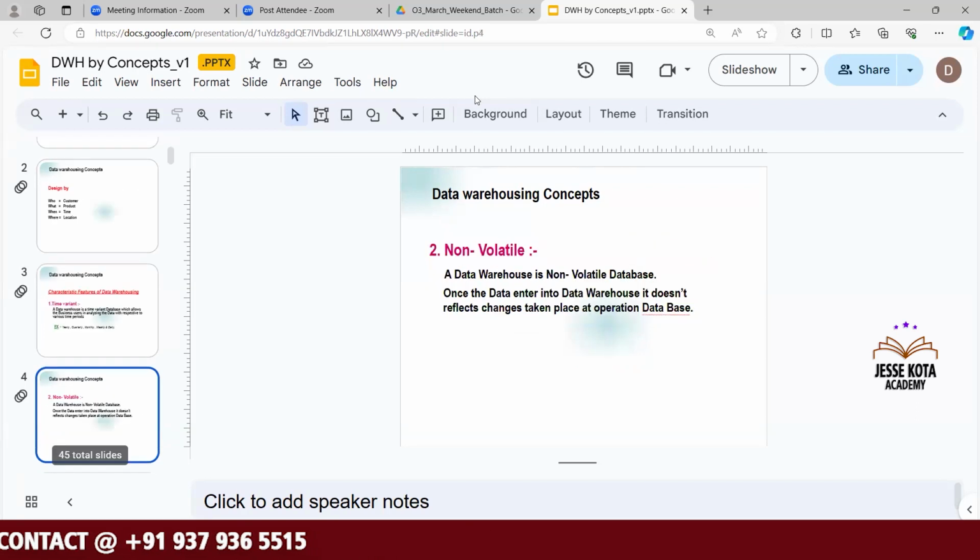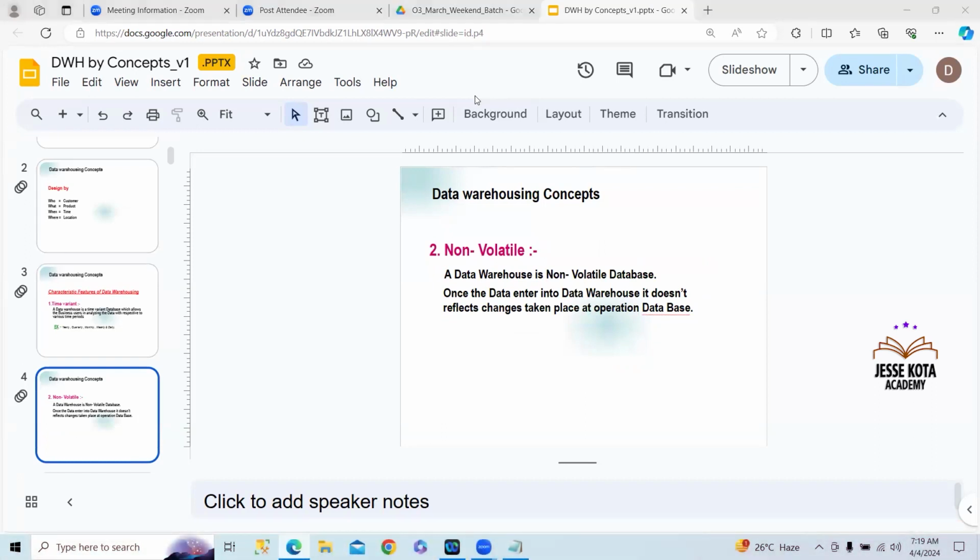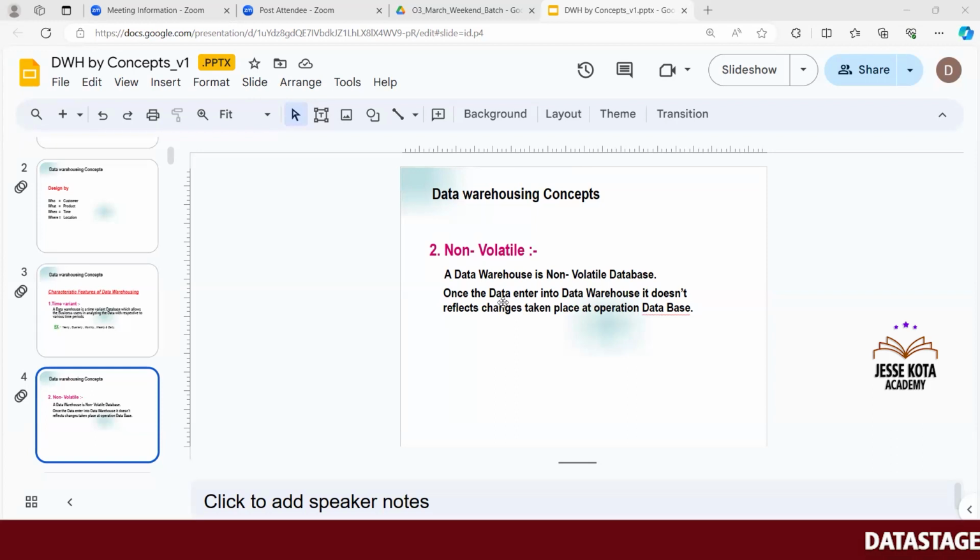And another one is the non-volatile database. What is meant by non-volatile? Non-volatile means once the data is entered into the data warehouse, we cannot make any changes. That is the reason we call it a non-volatile database.